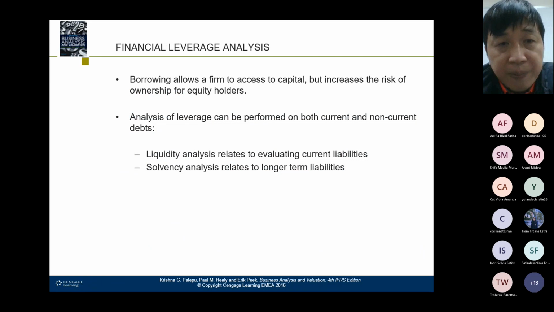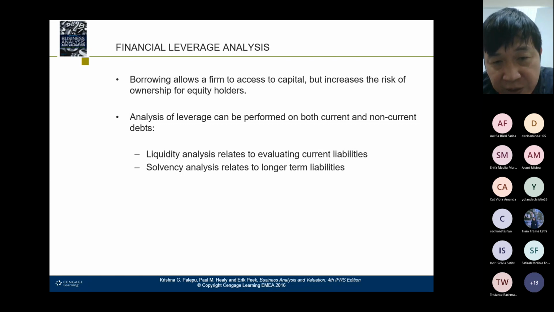Borrowing allows the firm to add capital, but increases the risk of ownership for equity holders. Leverage analysis can be performed on both current and non-current debt. Liquidity analysis relates to evaluating current liabilities.